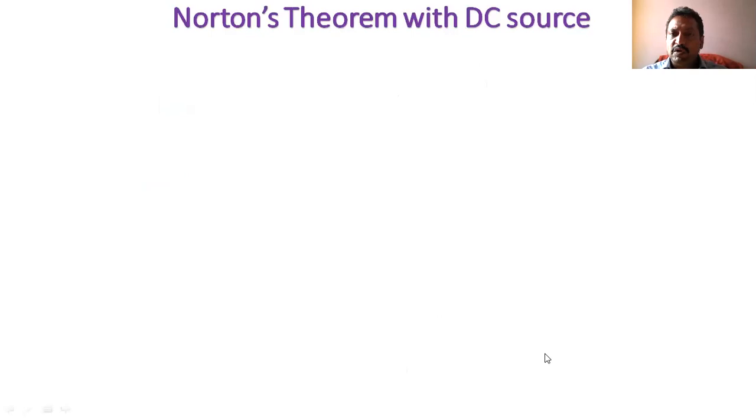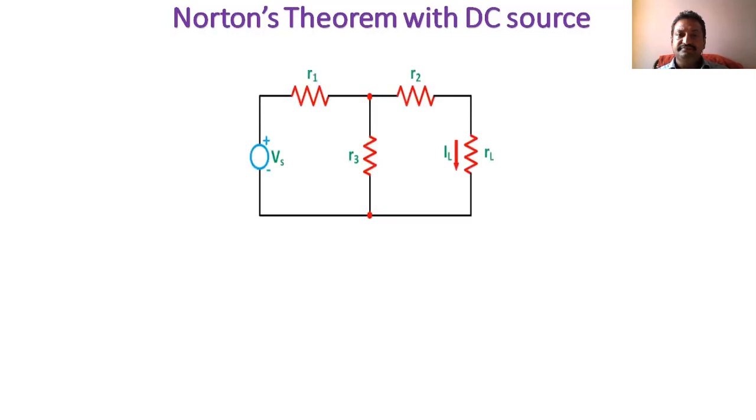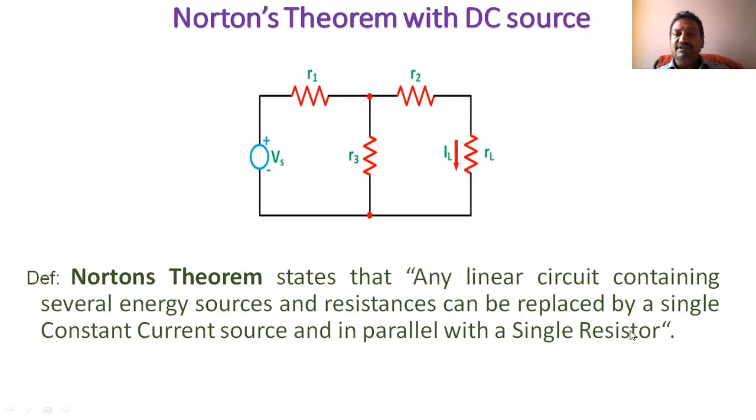Then we'll go ahead with Norton's theorem with DC source first. See here, we should follow the same statement. Any linear network which contains multiple sources and resistances or impedances, we want to reduce the total network into an equivalent circuit which contains 2 elements. One is the Norton current, number 2 is the Norton resistance or equivalent resistance, connected in parallel, and this combination is connected in parallel with the load. This is called Norton's theorem.